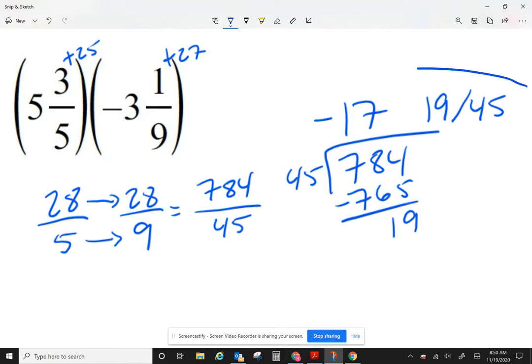My answer in this case will be negative since the original numbers inside the parentheses had different signs. My answer is negative. So my answer is negative 17 and 19/45. I want to show you how to deal with big numbers because some of you will be using the calculator when you do this. Remember, I just went 784 divided by 45 and it gave me 17 point something. I just saw the 17. I don't care about the point something because the point something is actually the fraction.